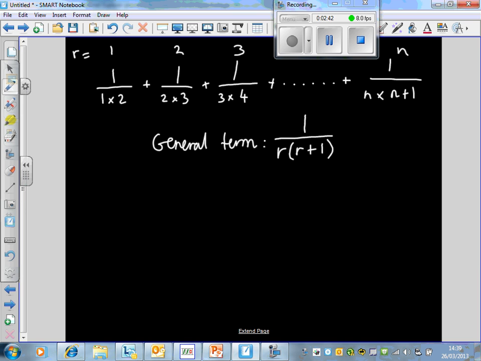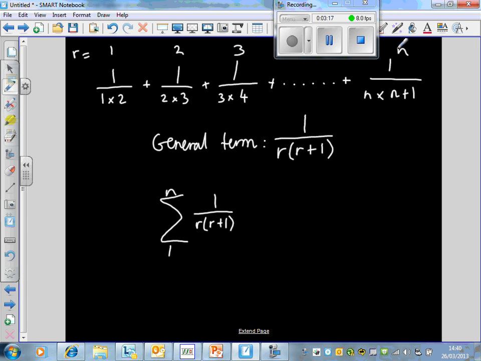Now, how could we write this entire sum far more succinctly using the notation we know? Sigma of 1 over r times r plus 1. Now, what are our limits? Well, it's going to be from 1. How many terms are we doing? n. r is a general term. r could be anything, but we're summing up to n terms. So hopefully this is an illustration of what r is, what n is. r could be any number. n is the specific nth term.